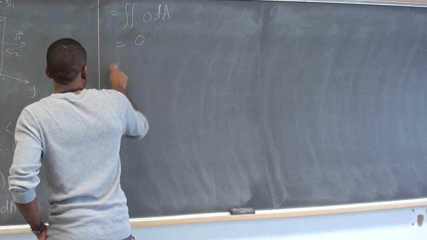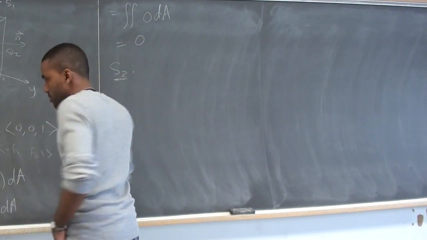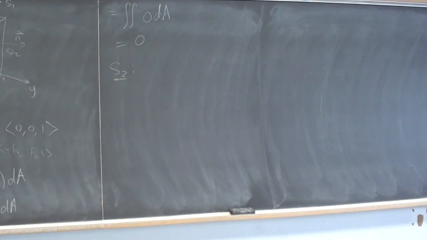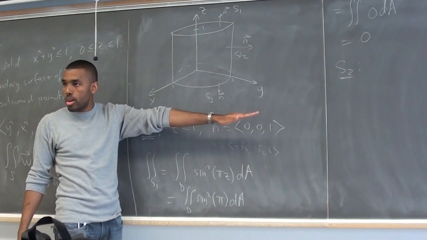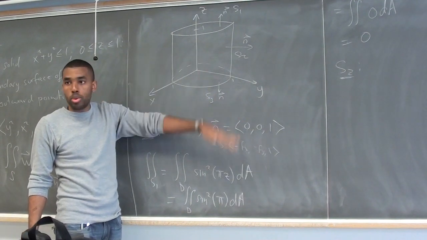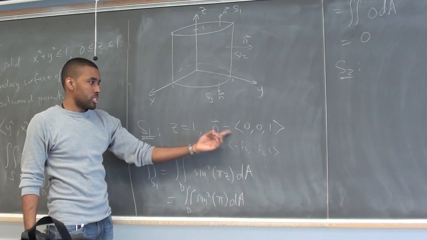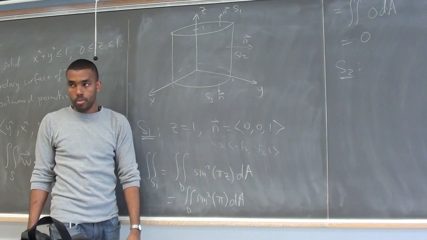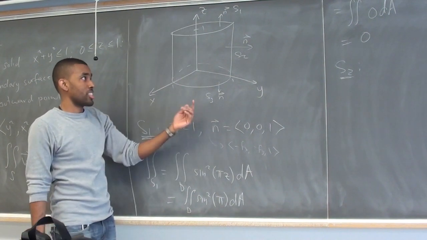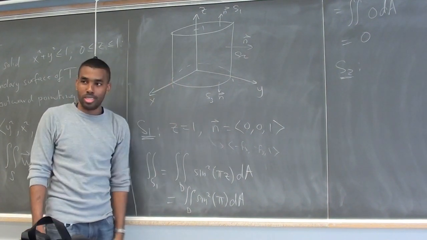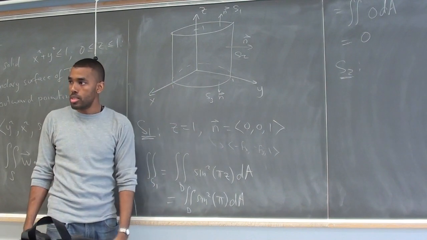Okay, S2. The problem with S2 is that the normal vector is pointing straight out horizontally. It doesn't point up or down, right? Which means this approach is not going to work, not unless you slice the cylinder in half and do left and right. It's too much work to me. I just parameterize it, right?